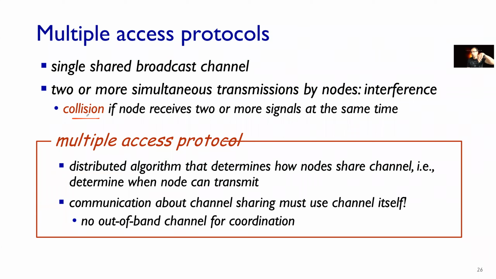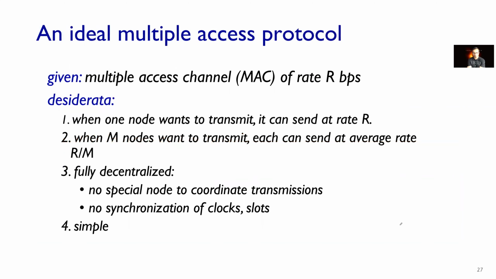So the nodes should collaborate with each other, ideally, to figure out a way on who gets access to the channel. And another reminder that you cannot assume that the nodes have some out-of-band channel whereby they are communicating with each other. So any communication to implement the protocol itself must also happen on that shared channel, right? So that's again something to be aware of.